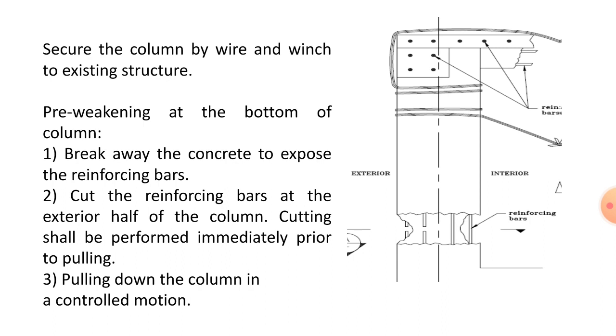Cutting shall be performed immediately prior to the pulling. Immediately you should cut the bar, and after that you can pull it, pulling down the column in a controlled motion. It should not be a random motion, it should be a controlled motion. So in this way you can remove the column part from the structure while demolishing.